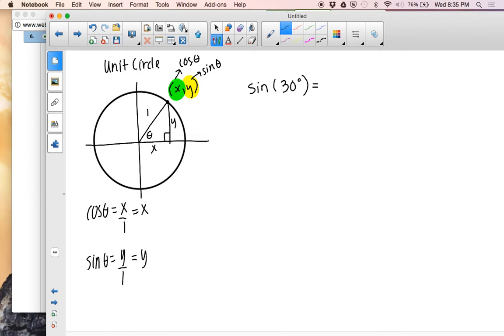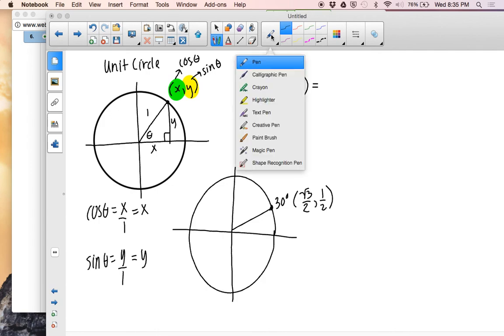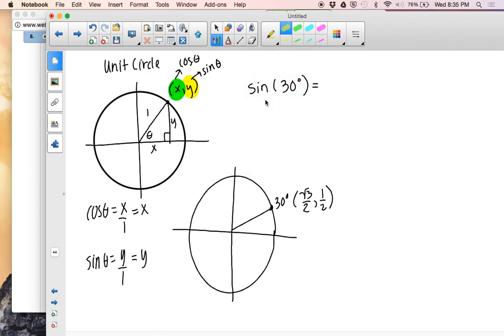Well, what I'm going to do is go to my unit circle and look for 30 degrees. Well, 30 degrees is here, and the point there is square root 3 over 2, comma, 1/2. Now remember that the sine is your y value, sine of your angle. So sine of 30 degrees is 1/2. I would just say that equals 1/2.